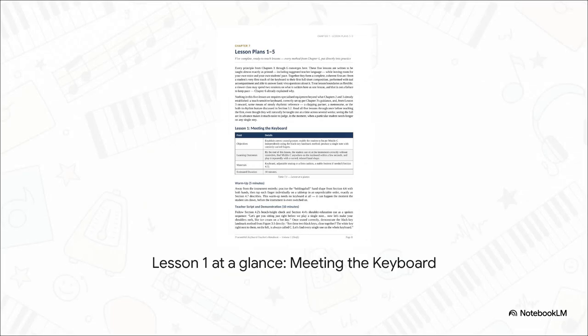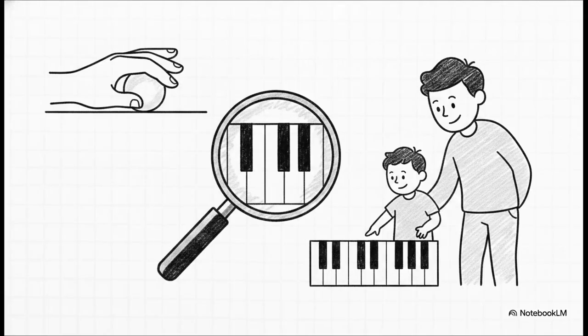Okay, so Lesson 1, meeting the keyboard. The true objective here might actually surprise you. It is absolutely not to play a song. The goal is to master just one single note, middle C. That's it. We want the student sitting with perfect posture, independent of having to visually search the keys and striking that single key with perfectly curved fingers. Your success here isn't measured by how much ground you covered, but by how calmly and correctly they found that one note.